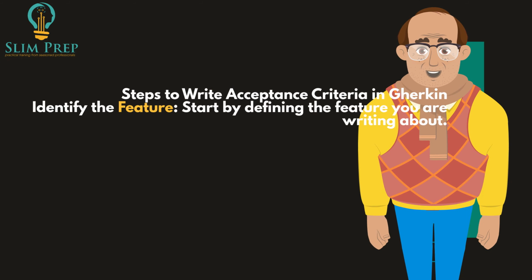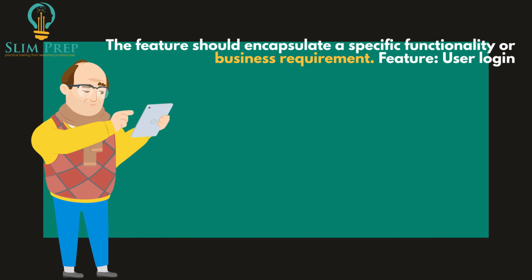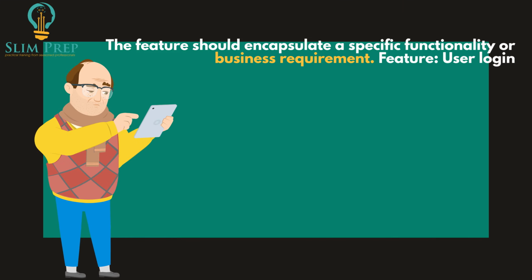Steps to write acceptance criteria in Gherkin. Identify the feature. Start by defining the feature you are writing about. The feature should encapsulate a specific functionality or business requirement. Feature: user login.